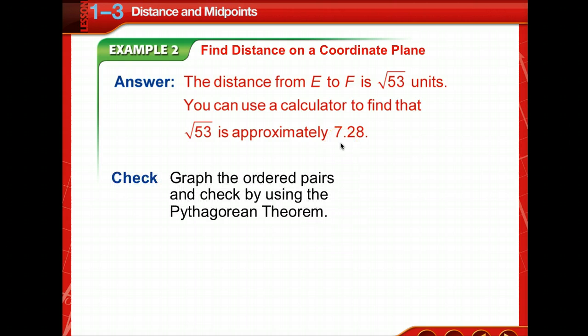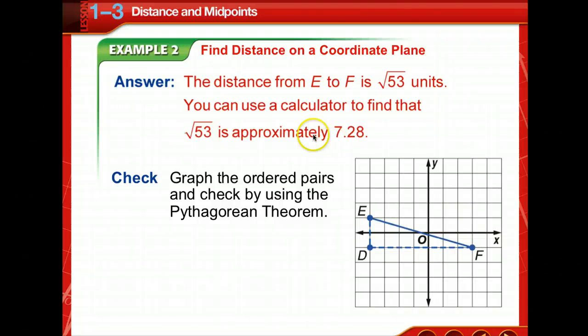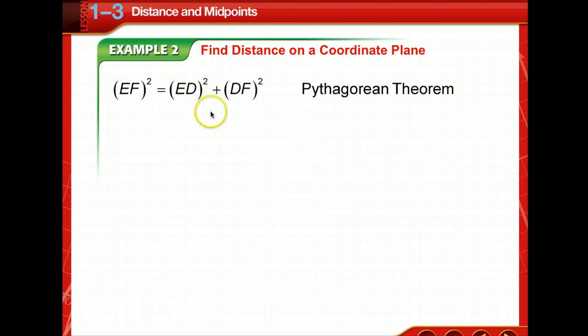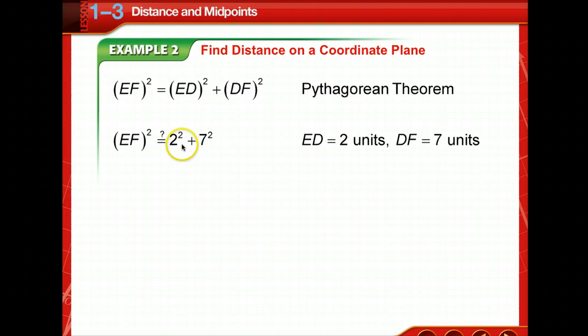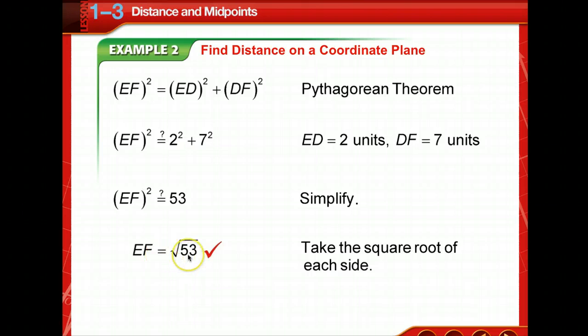You can check the ordered pairs by using the Pythagorean theorem, because we know that a squared, which is ED, plus b squared, which would be DF, is equal to c squared, which is EF. So we're going to show you how you might do that. We know that ED is 2 units, DF is 7 units. So 2 squared plus 7 squared gives us 53. So we know EF squared is equal to 53. Take the square root of both sides, and there we go. Our answer checks. Good job.